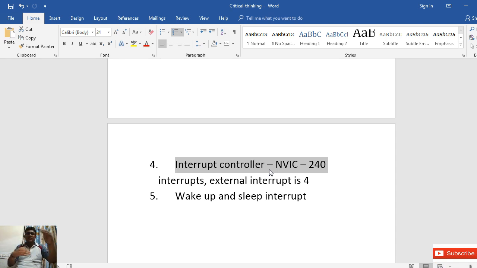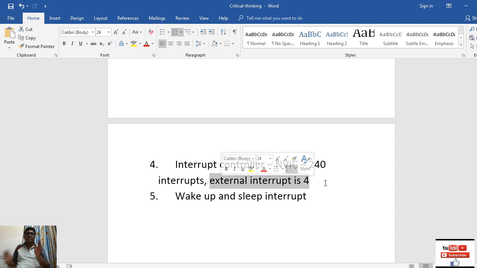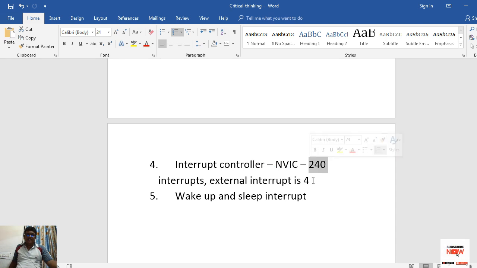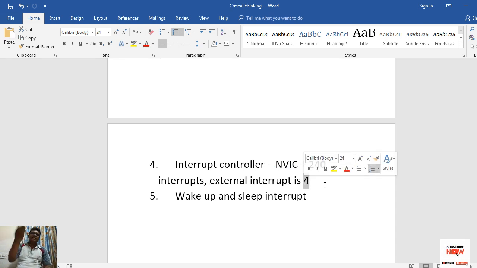Like this, you can have 240 nested vector interrupts. It can handle up to 240 nested vectors, one below the other. 240 interrupts are going to be handled by this ARM, or an LPC1768, and it has external interrupts which are supported by 4. These numbers are dependent on the silicon providers.